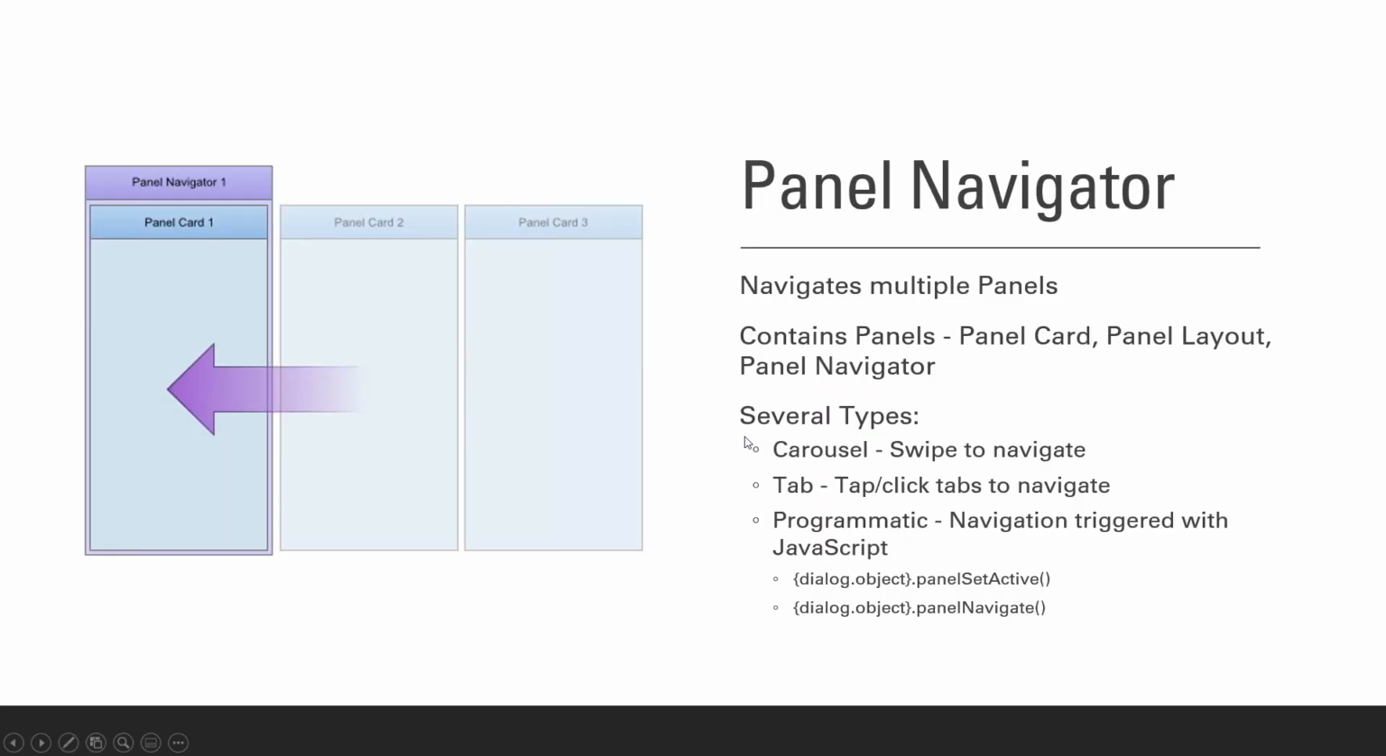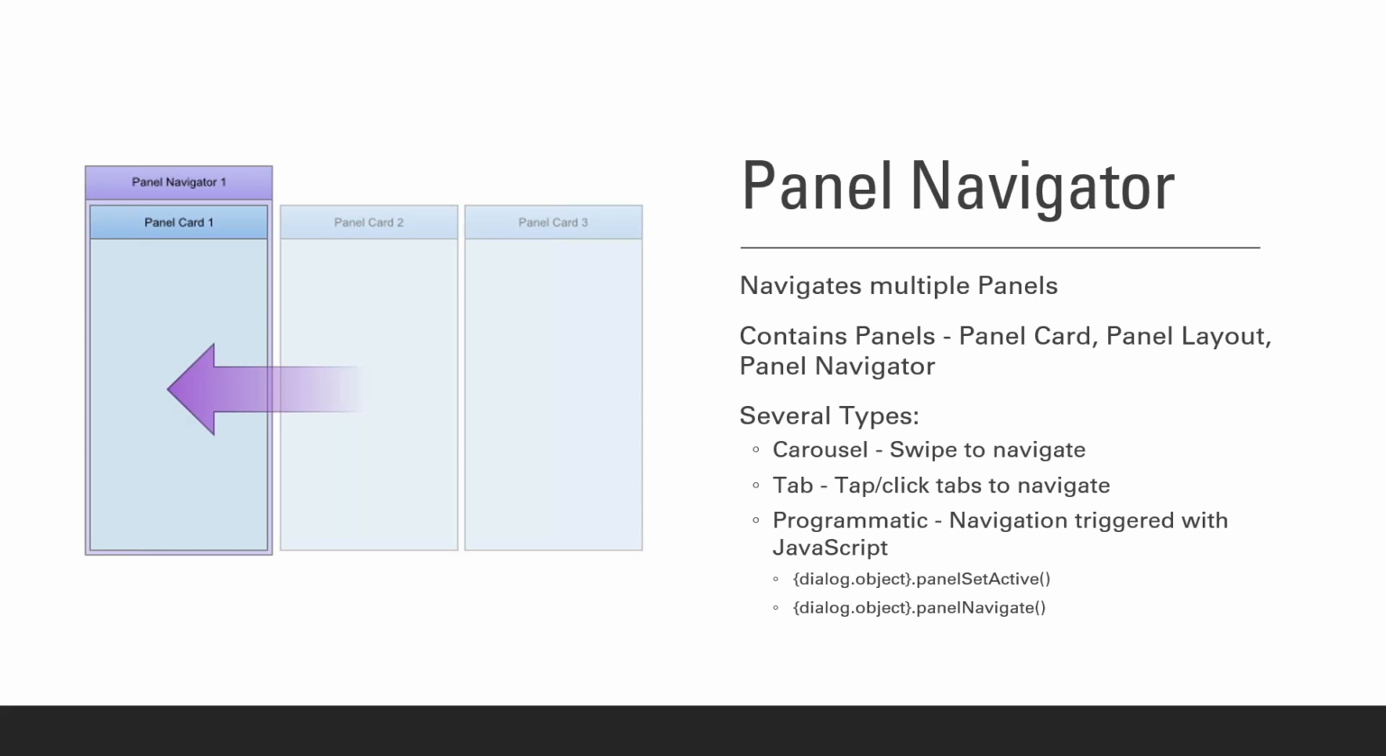The other thing that we have is the panel navigator, and this lets you actually just navigate between screens. So the most basic one that we've got an example of here on the screen would be a carousel type, where you swipe right to left or left to right to navigate between each of the panel cards, and each panel card within that navigator contains everything that's going to be displayed. Panel navigators, like panel layouts, can contain panel cards, panel layouts, and other panel navigators. And they offer several different navigation options.